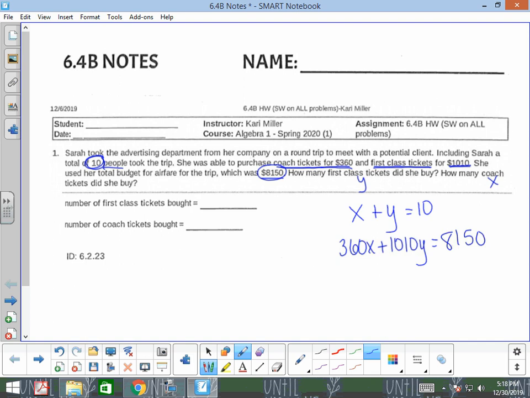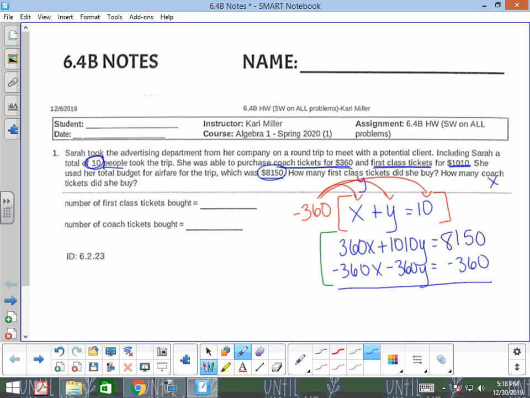Now, there are several ways that you can do this problem. One way would be to do an elimination method, or you can do a substitution method. I'm going to show you an elimination method. So what I'm going to do is multiply this top equation by negative 360. That way I will eliminate the X variable. So negative 360 times X, negative 360 times Y, and negative 360 times 10. I'm going to write that answer right below this one. So that's negative 360X minus 360Y equals negative 3,600. And now I'm going to add these two together.